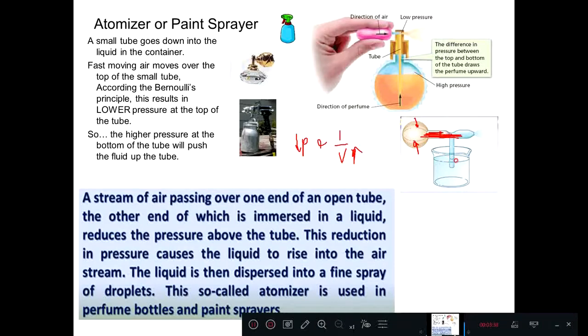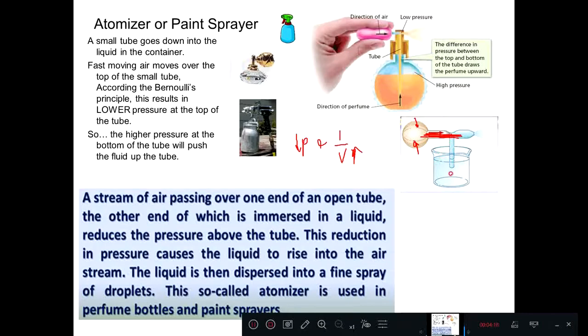But at the same time, at the surface of the liquid, the velocity is 0. There is no velocity because this is completely stagnant liquid. Since there is no movement of liquid here, there is no velocity at all. Wherever the velocity is low, the pressure will be high. So because of these two different points, there is a difference in pressure. Here the velocity is high, the pressure is low. Here the velocity is low, the pressure is high.